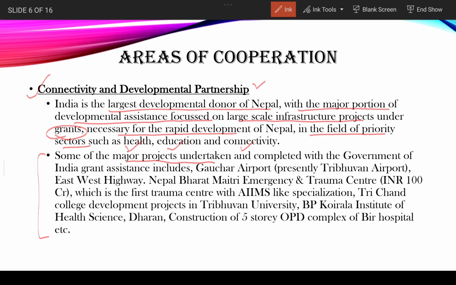Some of the major projects undertaken and completed with Government of India grant assistance include Gochar Airport. I don't know whether I'm pronouncing these right or not, but you can remember the spellings. Presently, Tribhuvan Airport, East West Highway, the Nepal Bharat Maitri Emergency and Trauma Center, which is the first trauma center, Trichand College developmental projects in Tribhuvan University, BP Koirala Institute of Health Sciences, Dharan, and construction of a 5-story OPD complex of Bir Hospital.